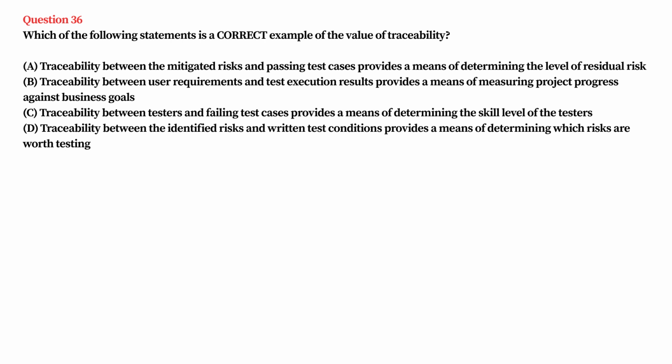Answer, B, is correct. Traceability between user requirements and test execution results provides an indication of which user requirements have been tested and so provides a means of measuring project progress, in the context of testing, against business goals.